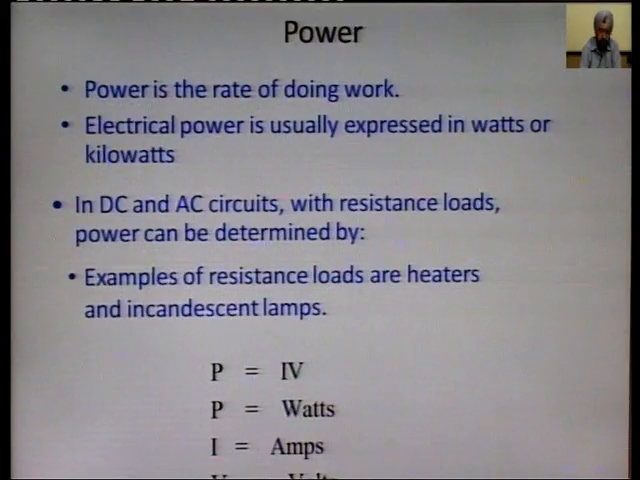Power, you have been studying about this. It is the rate of doing work. Electrical power is generally expressed in watt or kilowatt. In DC and AC circuits with resistance loads, you can find out power. We have already studied that power is equal to current into voltage. If current is taken in amperes, potential difference in volts, then electrical power is in watt.